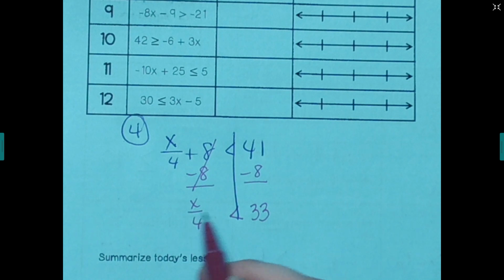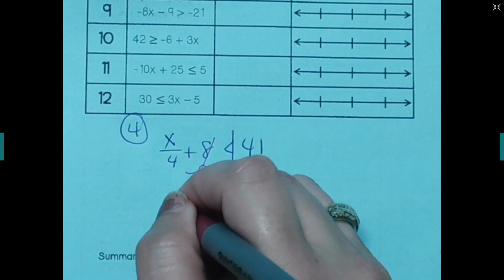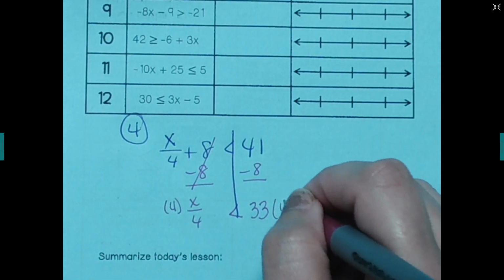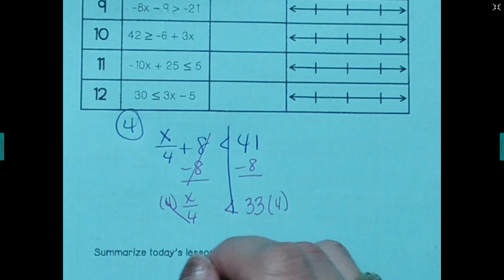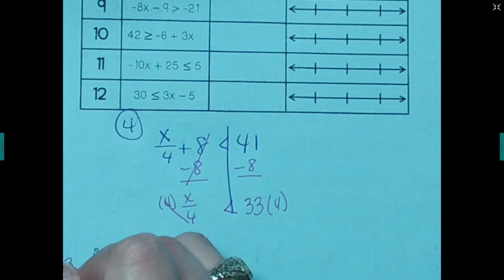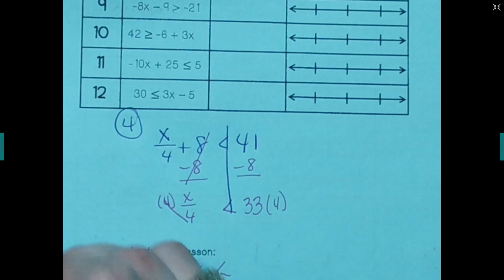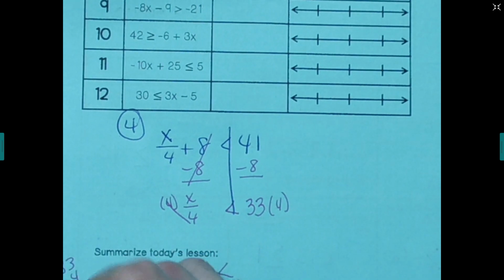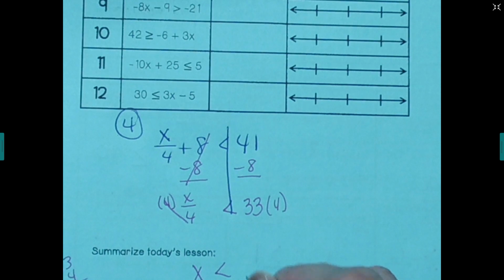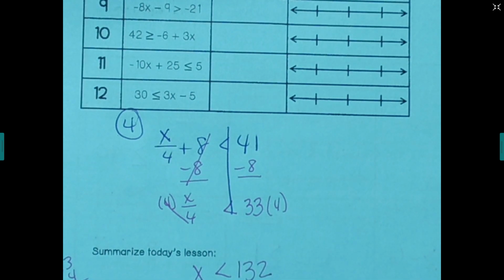X is being divided by 4. The opposite, the inverse, is times 4. So over here, times 4. Then we have X is less than 33 times 4, which is 132. Okay, so X is less than 132.